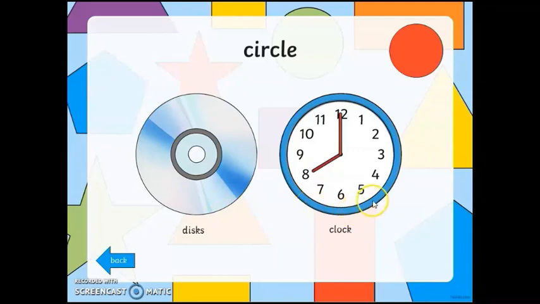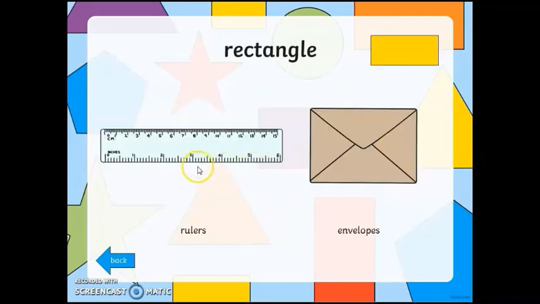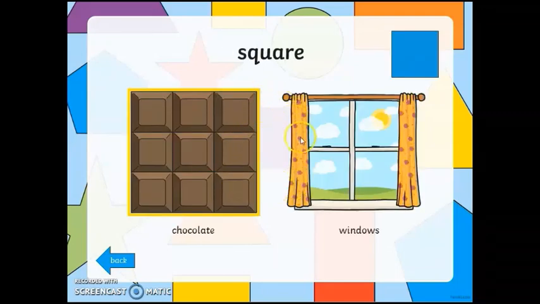Both are circle in shape as they are round. Moving on to our next shape, we have rectangle. The ruler and the envelope in front of you, they are rectangle in shape as they have 2 longer sides and 2 shorter.